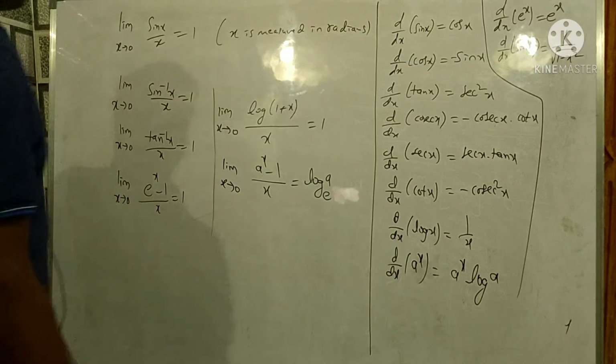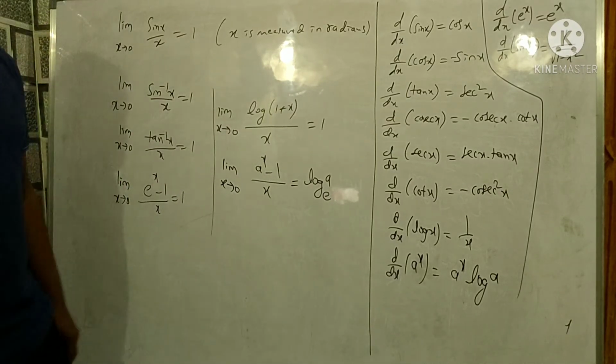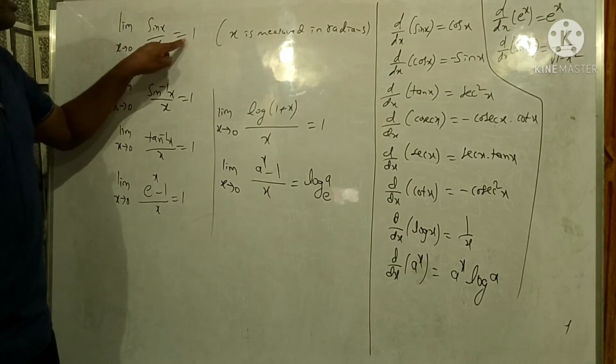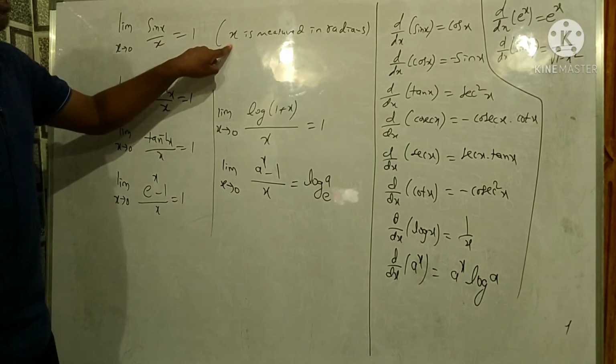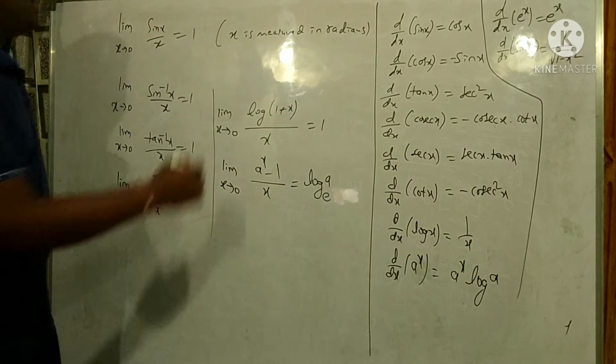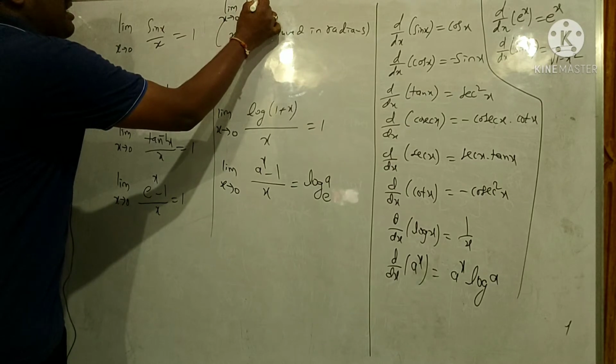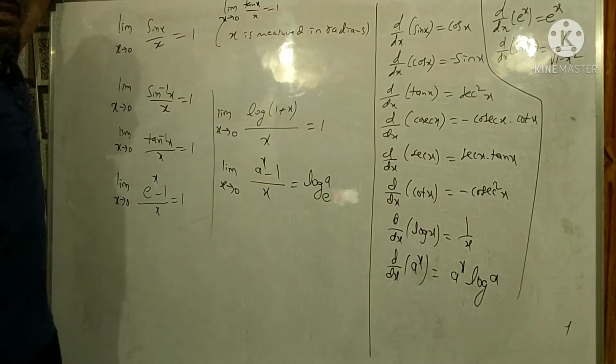Students, now we will discuss the remaining standard forms. In the previous lecture, I explained that limit x tending to 0 of sin x by x is 1, where x is measured in radians. In the same way, I explained that limit x tending to 0 of tan x by x is also 1, right?